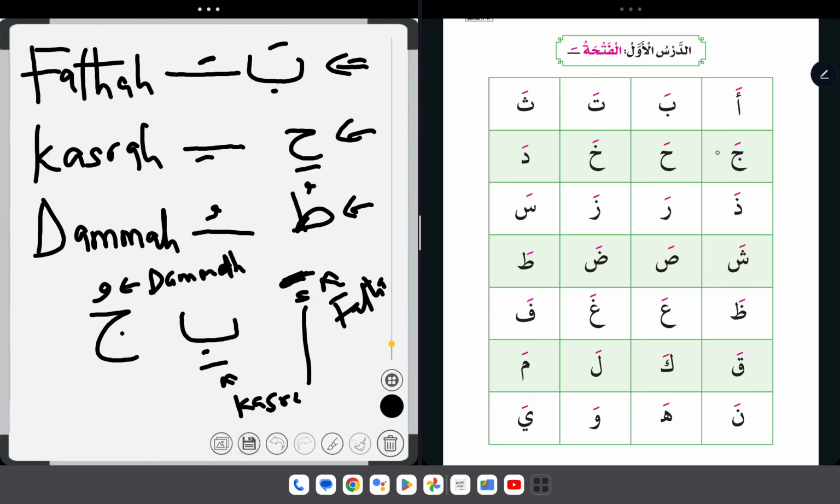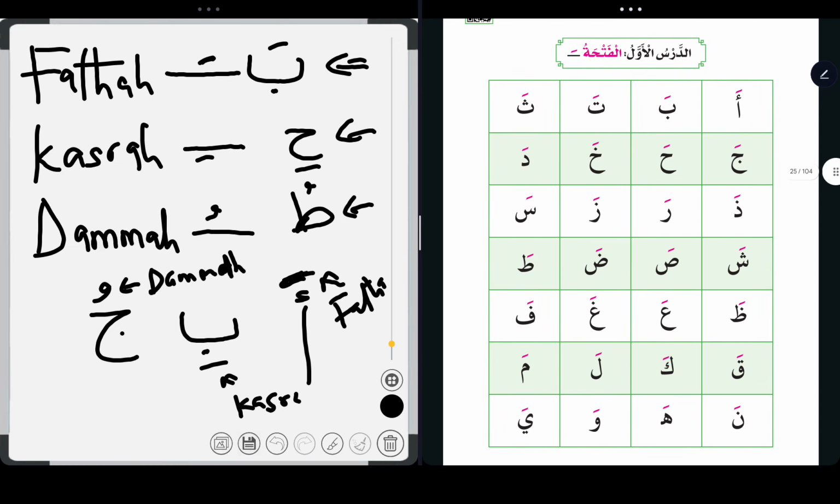is such a letter that does not take Kasra or Dhamma or Fatha. It is Harfun Sakin. Inshallah, we are going to learn Sukun in the coming classes, and the implication of Sukun. Alif only takes Sukun. Alif does not take Fatha, Kasra or Dhamma. Hamza is mutaharrika. Hamza takes Kasra, Fatha and Dhamma. So that is why we don't find Alif here.